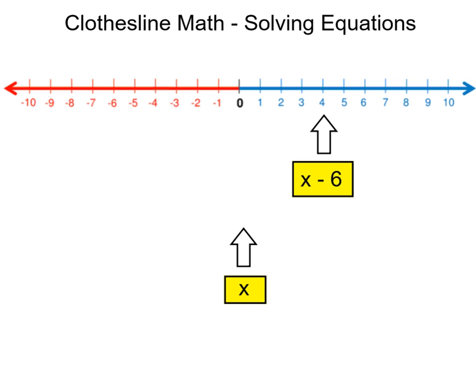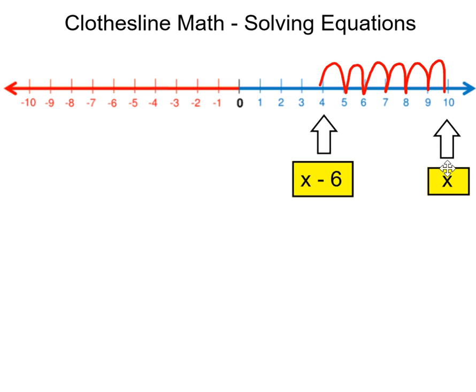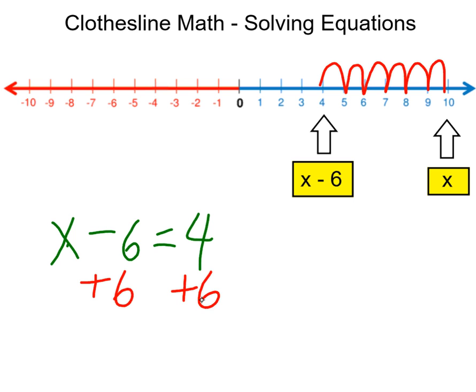If x minus 6 was 4, where would x be? Is x going to be bigger than x minus 6, or is it going to be smaller? Hopefully you realize that x would have to be bigger than x minus 6. And how much bigger? It's going to have to be 6 bigger. 1, 2, 3, 4, 5, 6. You'll end up with 10. Again, if I wrote that out, x minus 6 is 4. I would need to add 6 to solve for x, and I do that on both sides. And I get x equals 10.